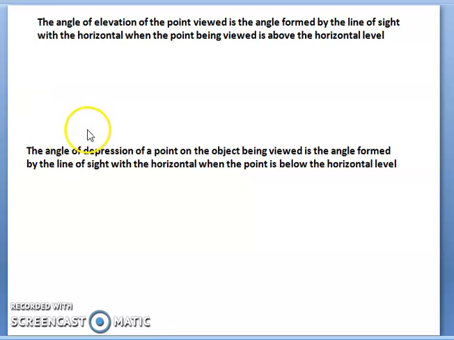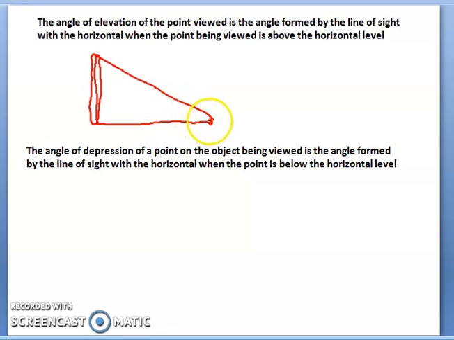Suppose there is one building like this, and I am watching from this point to the top of the building. This makes an angle with the horizontal, suppose theta. The angle of elevation of the point is the angle formed by the line of sight with the horizontal. When we see anything above the line of our sight, we call it the angle of elevation.